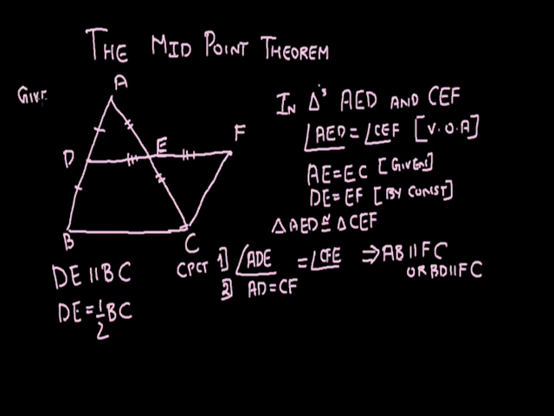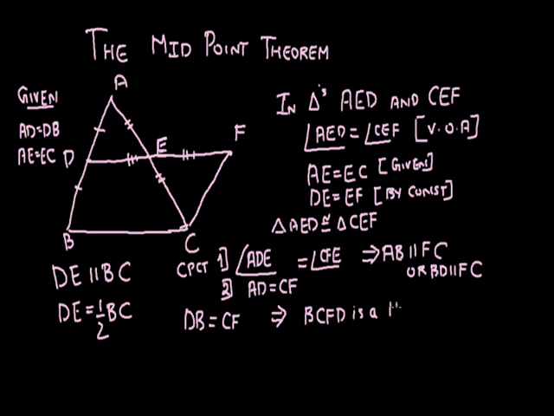Since D is a midpoint of AB, AD is equal to DB. I'm also given AE is equal to EC. So if AD is equal to DB and AD is equal to CF, what follows immediately is a very important conclusion. That means DB will be equal to CF. So here we have BD being parallel to FC and BD being equal to CF, which immediately gives us enough criteria to say that BCFD is a parallelogram. So this quadrilateral, abbreviated as parallelogram, becomes a parallelogram.